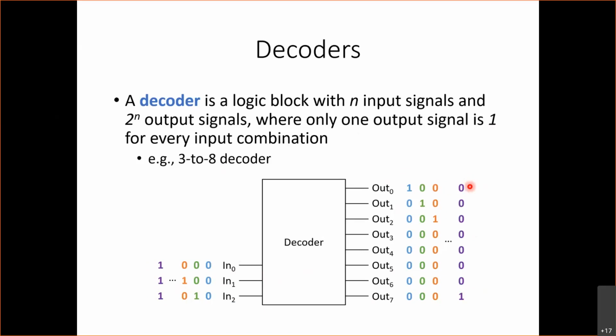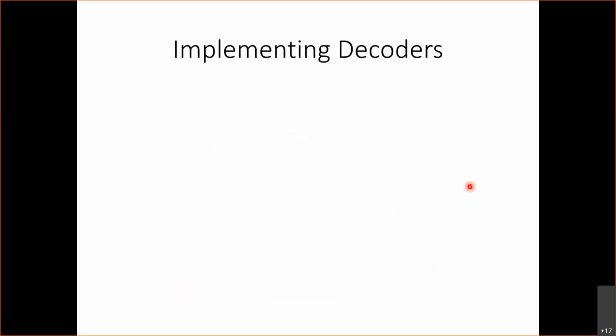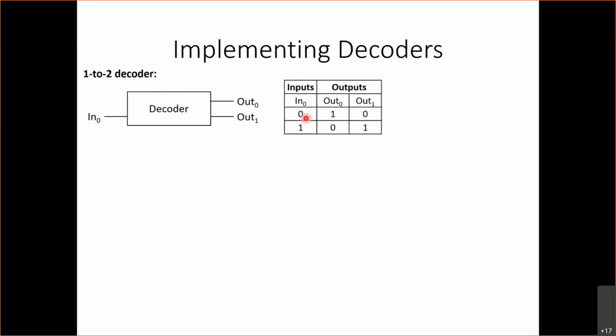Okay, so let's look at an example of a decoder. Example decoders. So a 1 to 2 decoder, a decoder with 1 input and 2 outputs. So for this decoder, if my input was 0, then out 0 is going to be 1, and out 1 is going to be 0. And if my input was 1, then out 0 is going to be 0, and out 1 is going to be 1.